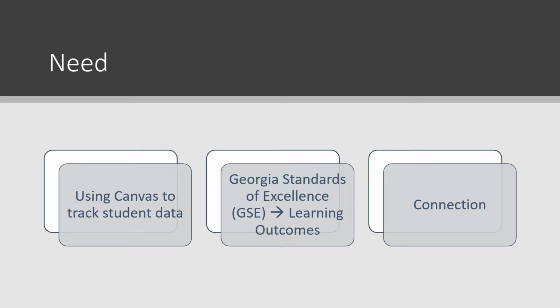Prior to Canvas, student data was calculated manually. Canvas allows us to tie assignments and questions to Georgia Standards of Excellence, or as they are called in Canvas, learning outcomes. Considering we are using Canvas, this would be a great solution for teachers and allow them and their students to specifically see where they are struggling and succeeding.